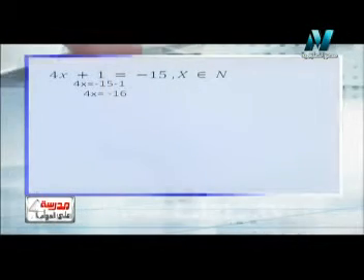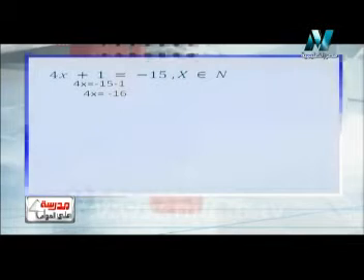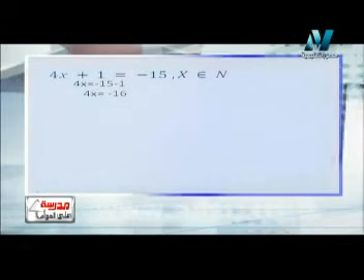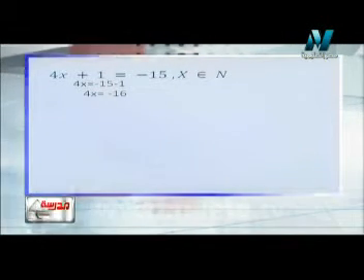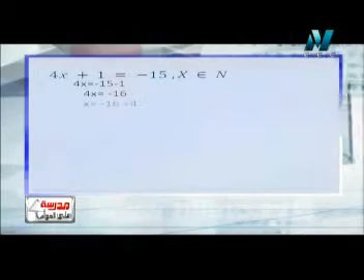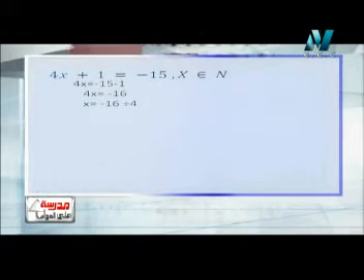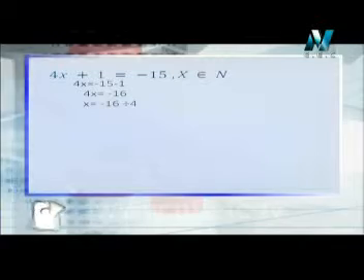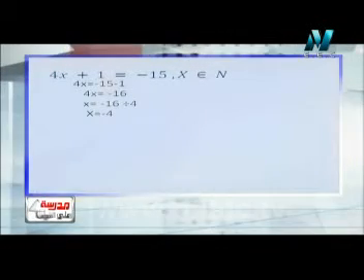Then 4, like 2 in the previous example, 4x means 4 times x. We move it to the other side, divided. Negative 16 divided by 4. Then x equals negative 4.